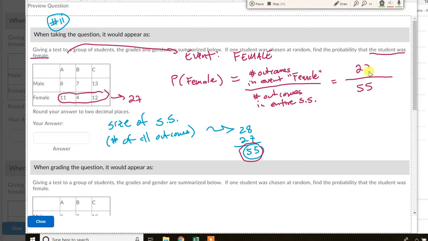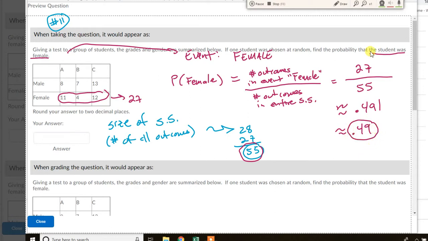So the probability of drawing a person at random and having it be a female would be 27 out of 55, which if I do that on my calculator, I'm getting 0.491, okay? Approximately 0.491, which to 2 decimal places should be 0.49. Okay, and there we go. Easy peasy, right? So that was 11.